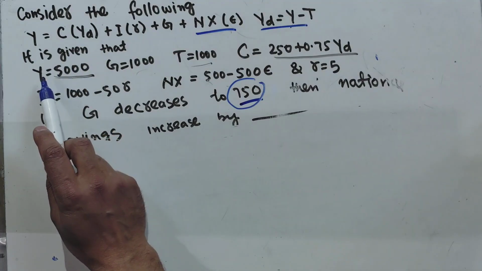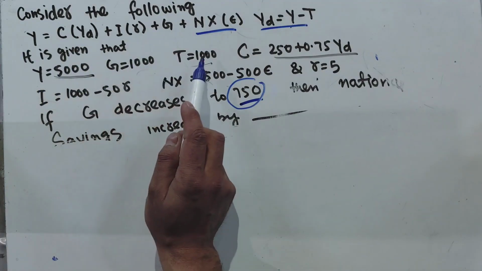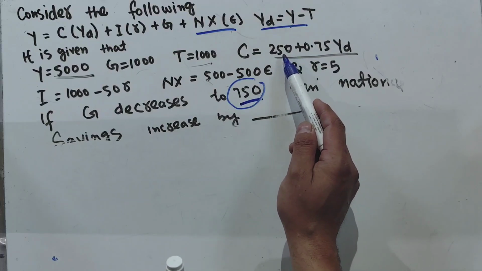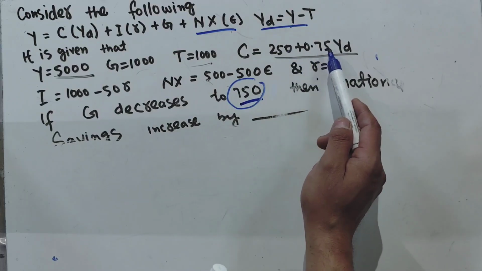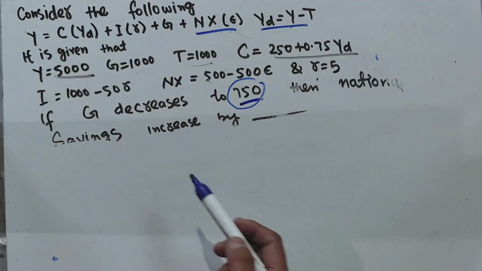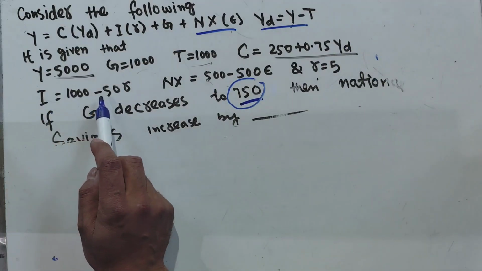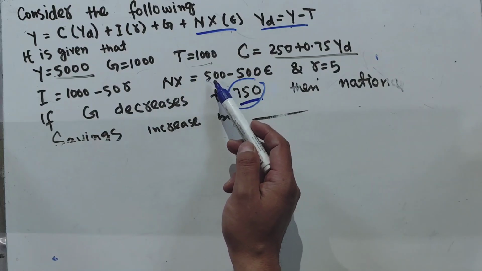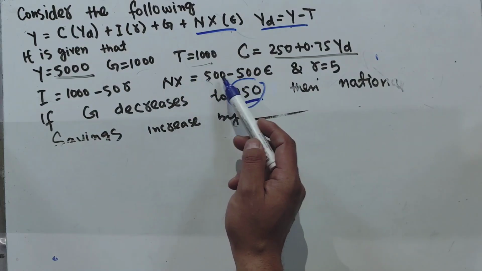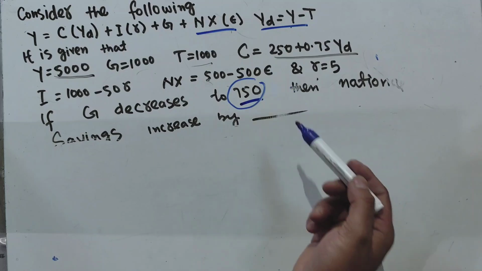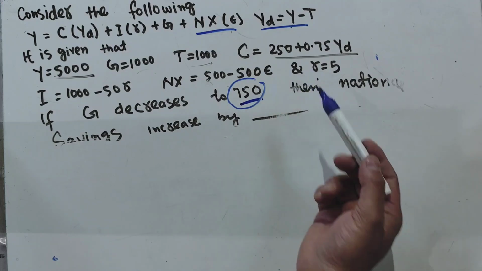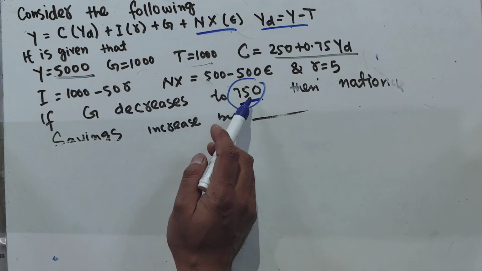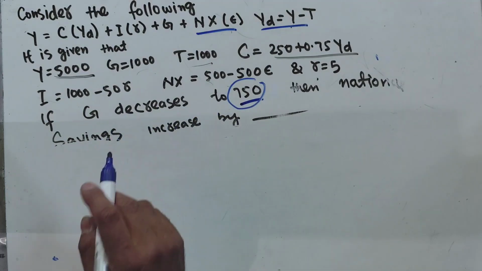It is given that the income is 5,000, government expenditure is 1,000, taxes are 1,000, and consumption is a function of autonomous consumption, which is 250, plus 0.75, which is the marginal propensity to consume, times the disposable income. Investment is equal to 1000 minus 50 times R, where R is the rate of interest. Net exports is equal to 500 minus 500 times E, which is the real exchange rate, and the rate of interest is 5. If government expenditure decreases by 750, then by how much do the national savings increase? We are supposed to find that out.